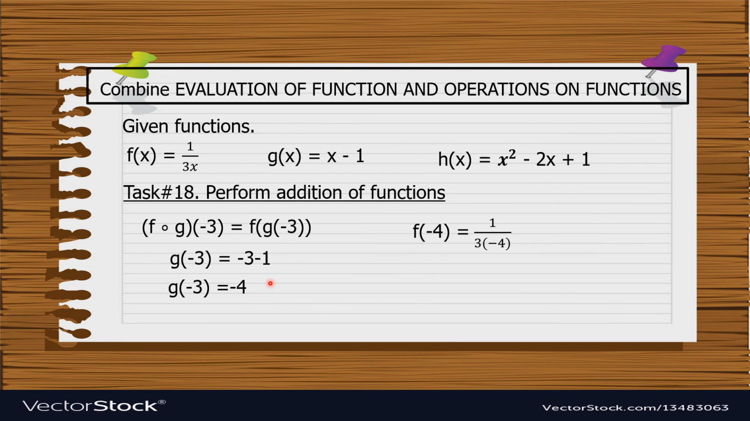So instead of writing f of g of negative 3, knowing that the value of g of negative 3 is negative 4, you will simply write f of negative 4. So you will be using f of x and replace all x variables by negative 4. And f of negative 4 is equivalent to 1 over 3 multiplied by negative 4. And that is, f of negative 4 is equivalent to 1 over negative 12 or negative 1 over 12.